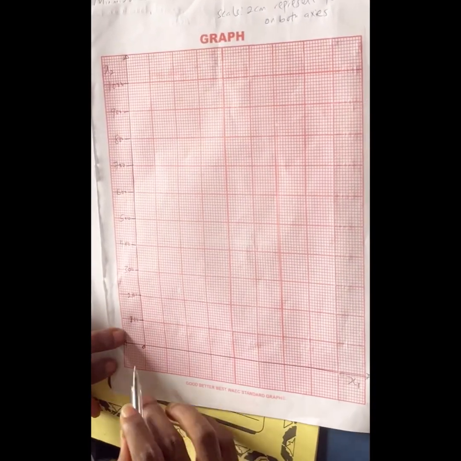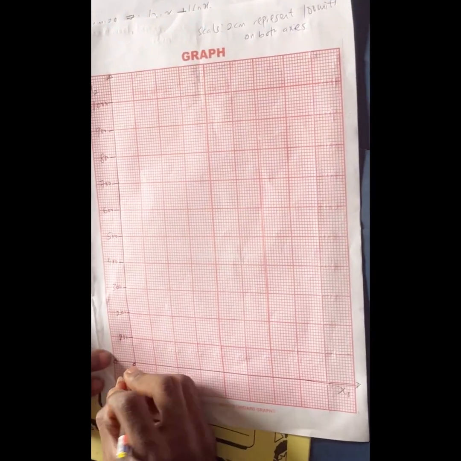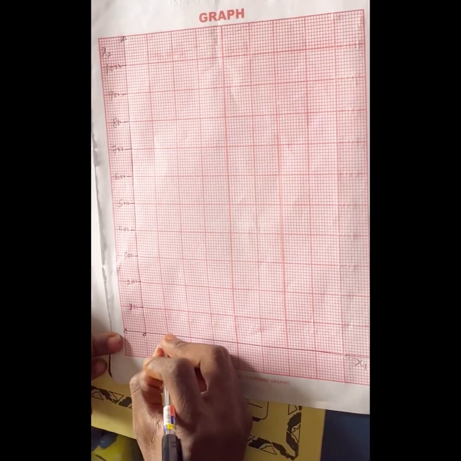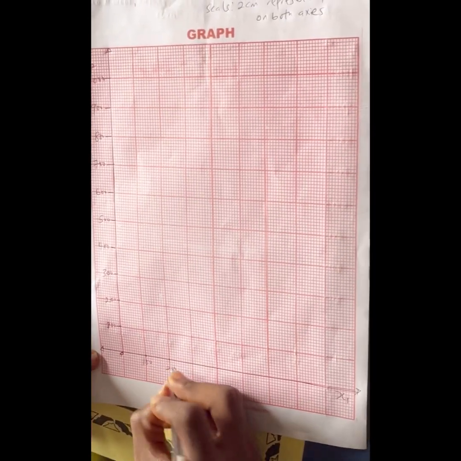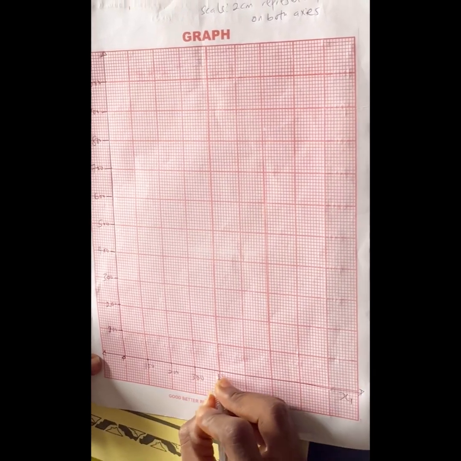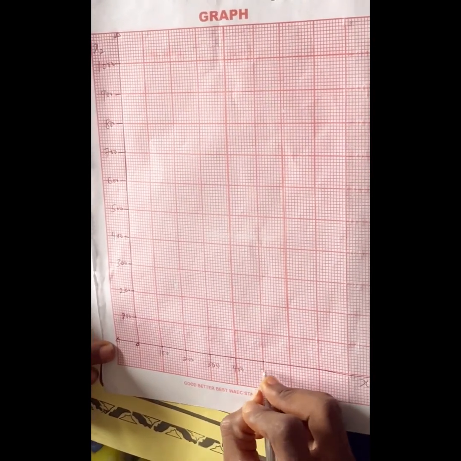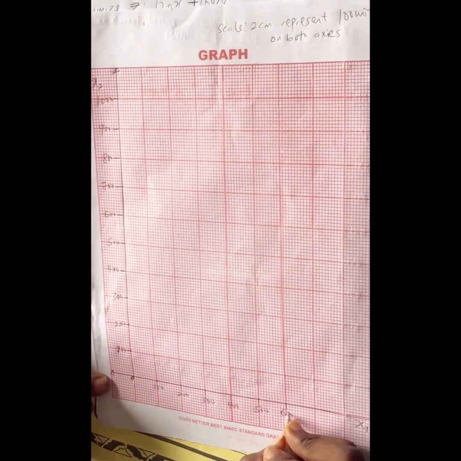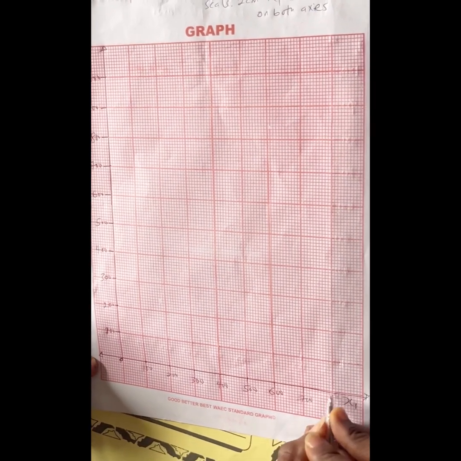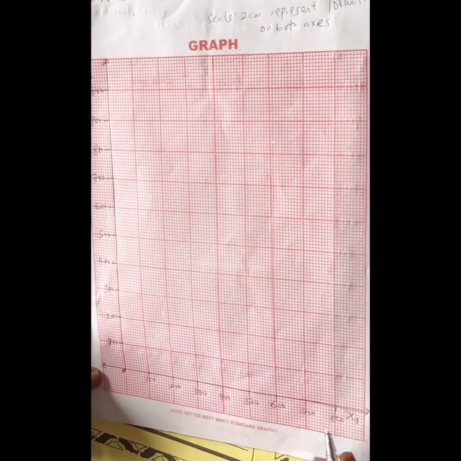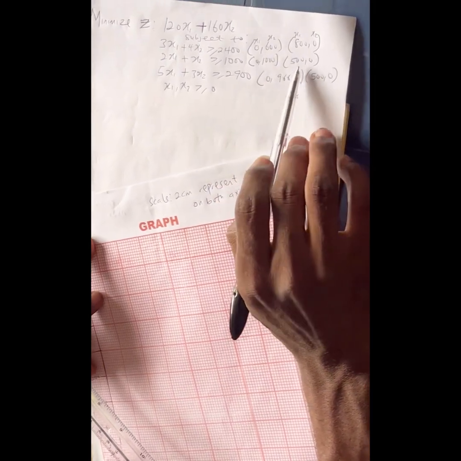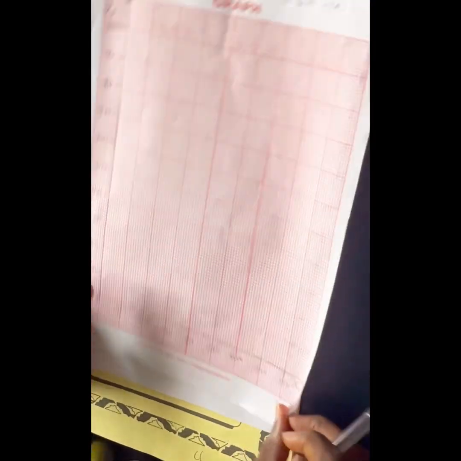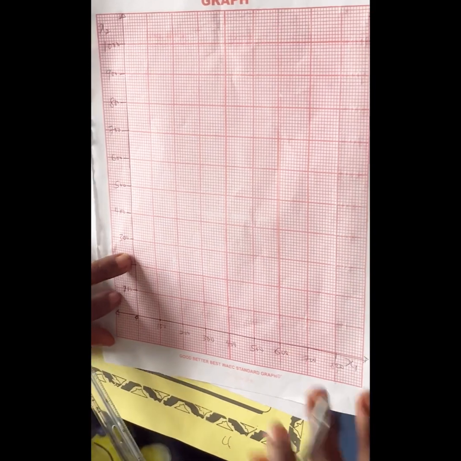From my origin to my X1, this is my origin, my starting point. Here I'm going to have 100, 200, 300, 400, 500, 600, 700, 800. And my highest on X1 is 800, so I can stop at 800.